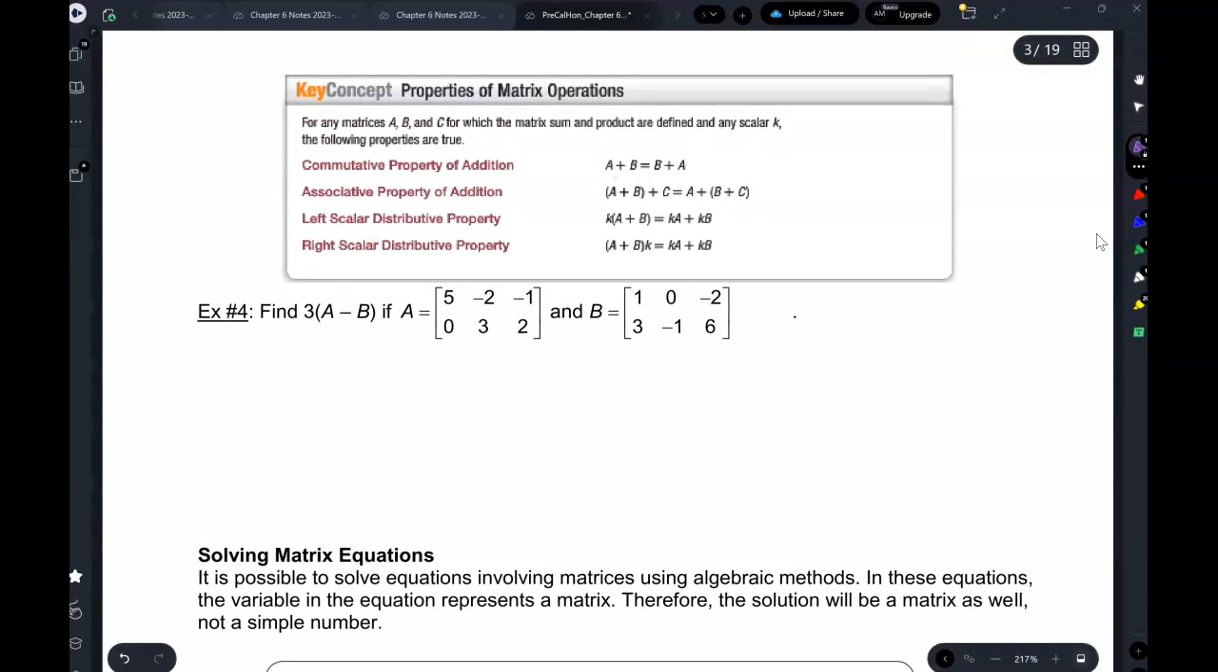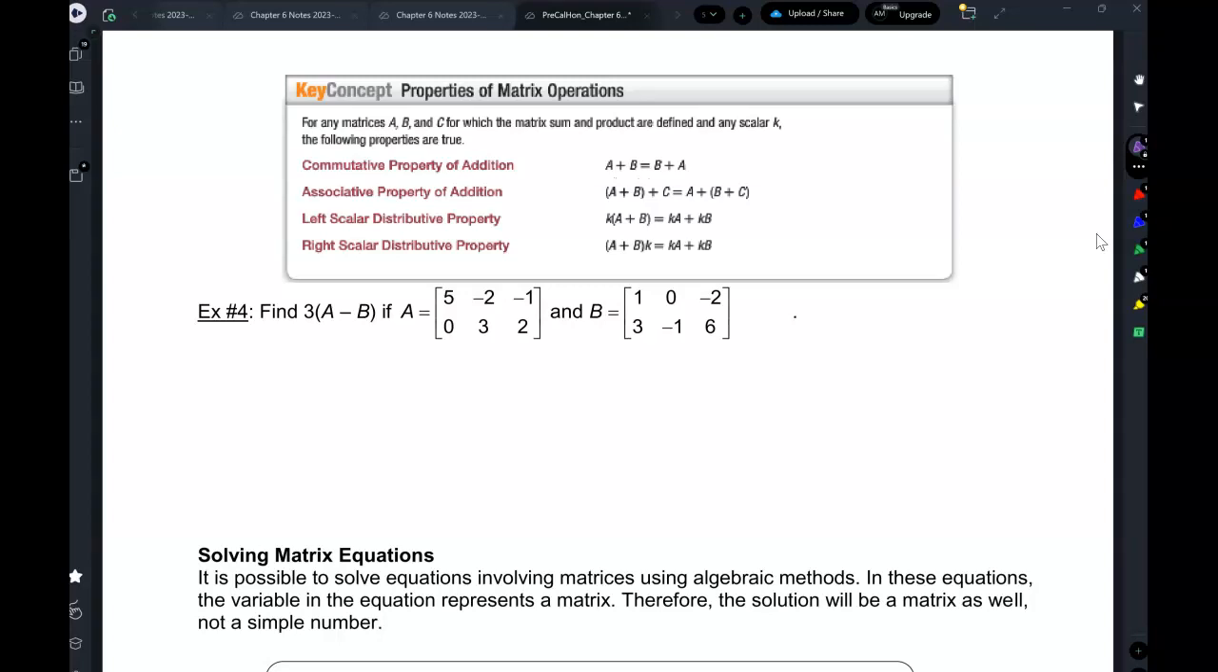similar properties apply, like the commutative property applies to matrices. So you can do A plus B or B plus A. Associative property, and then you can also distribute a scalar. So take a look at this. You have a matrix A, matrix B. Now you want to find 3 times A minus B. Just like with numbers, you could do 3 times matrix A, 3 times matrix B, and then subtract them. Or you could do A minus B and then multiply by 3. So the same rules apply.